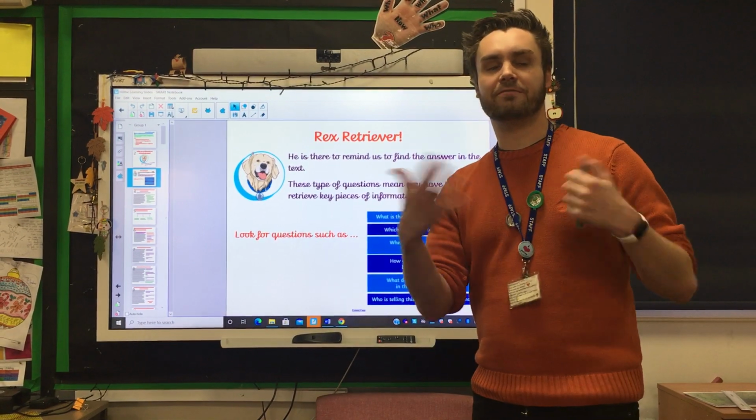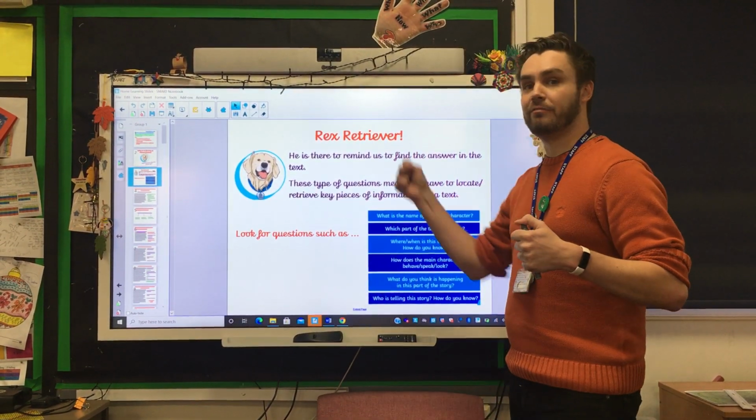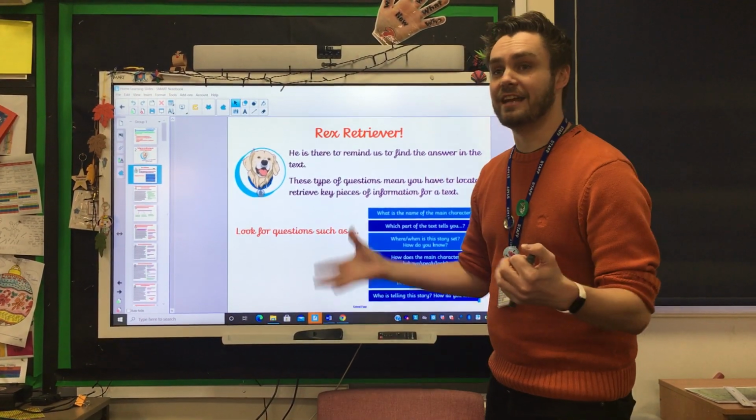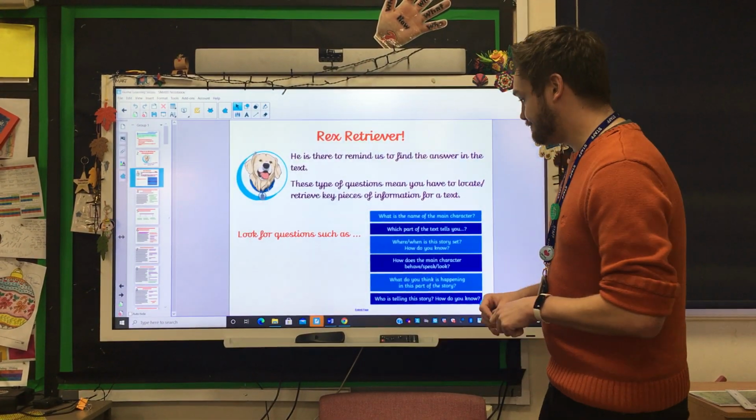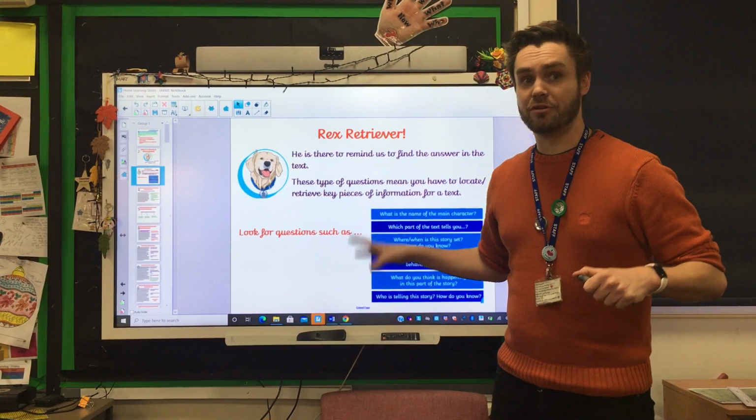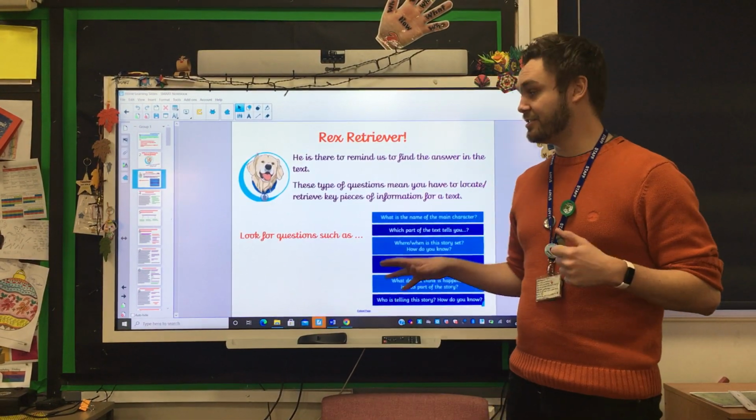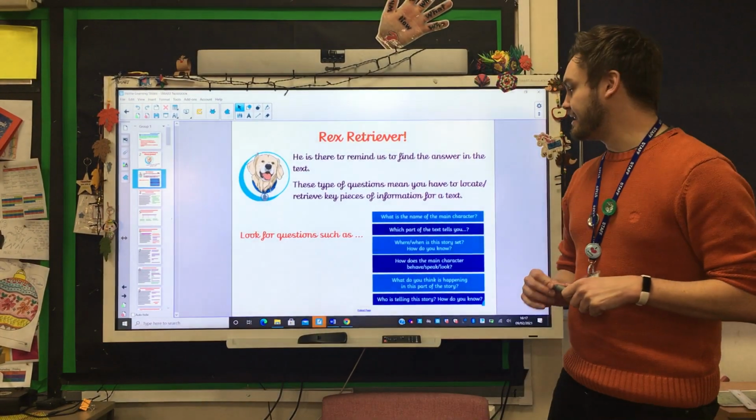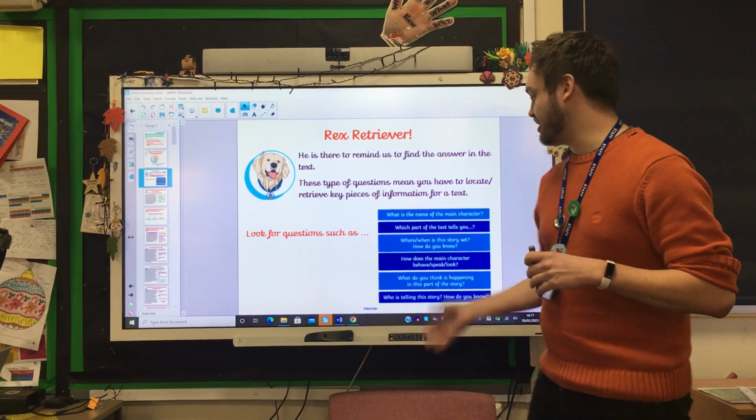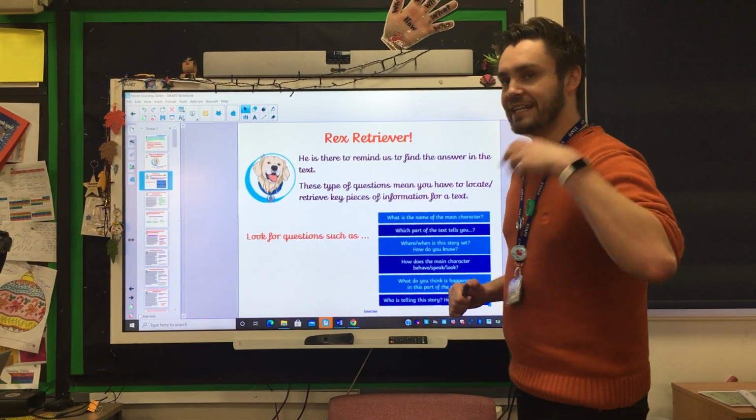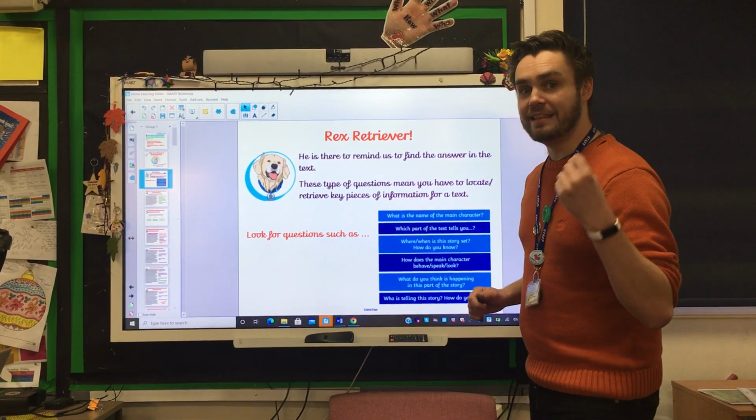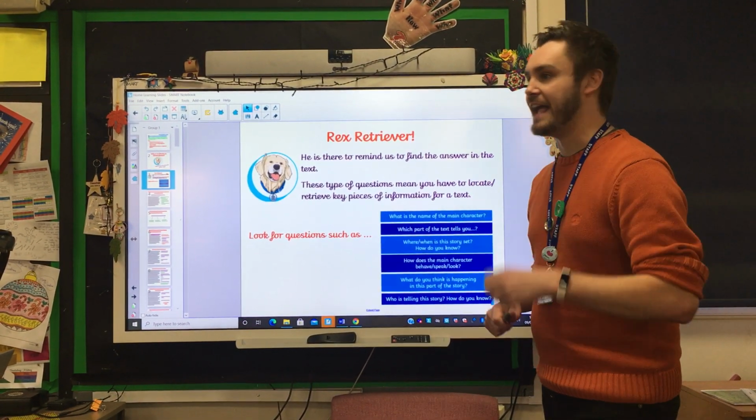You throw a frisbee, throw a ball to it, it will go and retrieve it and bring that back to you. You're not doing that today. You're going to retrieve the information from the text. So with that in mind, the sort of questions that you get when you're looking at retrieval or finding information in the text are: what is the name of the main character? Which part of the text tells you? Where or when is the story set? And so on. It's questions that are demanding you to find the answer in the text.